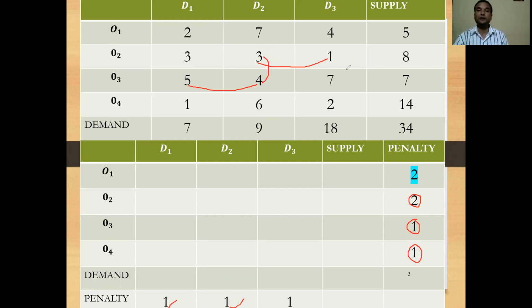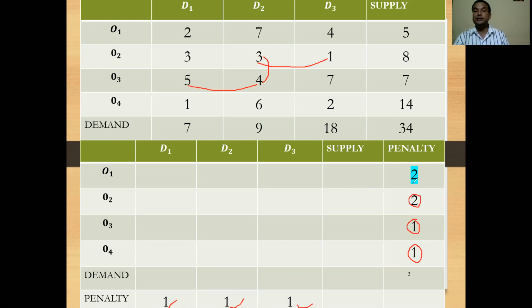So we have got here difference means penalty 1. Again 1 and 2, the penalty is 1. So what is the maximum penalty here, either row or column? The maximum penalty, we have seen there are two maximum penalties, 2 and 2. In that case, we can assume any one of these two.